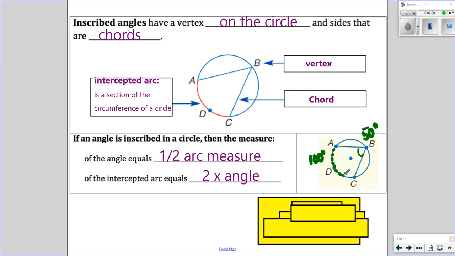So I'll just put a dot there. So if it was vice versa, where I put 100 for the intercepted arc, then the angle would be half of that, and it would be 50. So that's what they're saying. The inscribed angle will be half of the intercepted arc, and vice versa. The arc is twice as much as the inscribed angle.